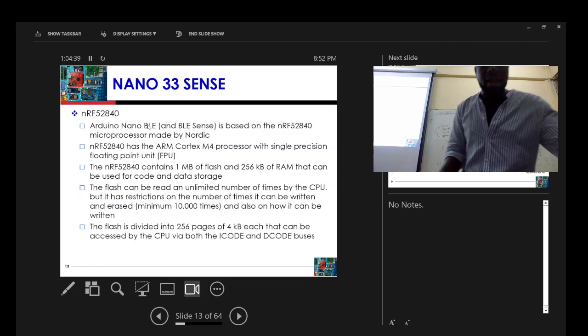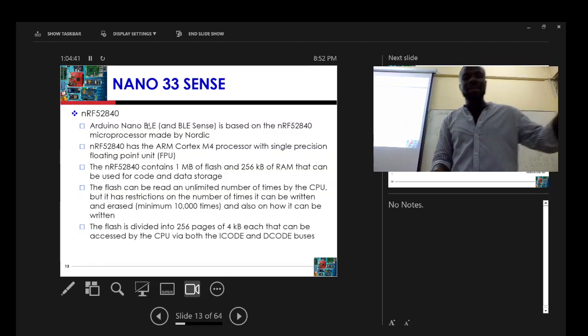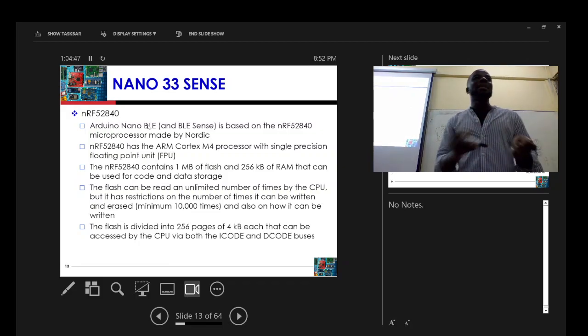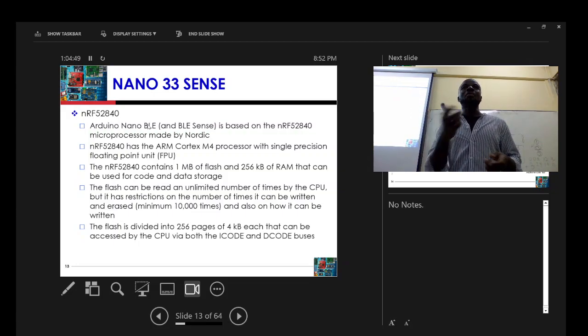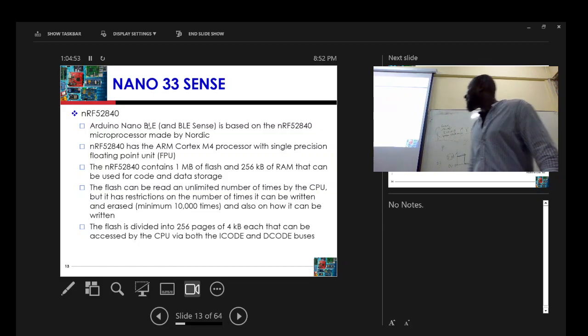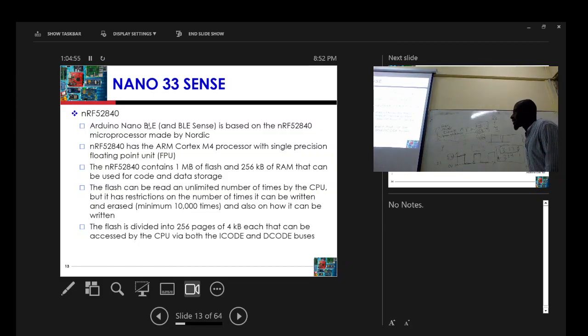So this board has the Cortex M4 processor with a floating point unit. So it means that it does decimal calculations very, very fast. Understood? So it has 1 MB flash and stuff like that.